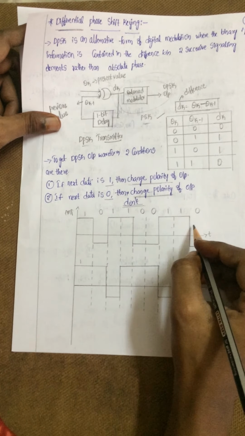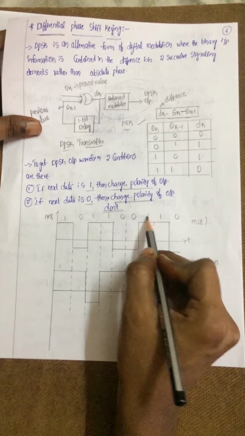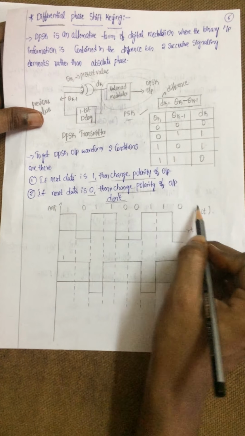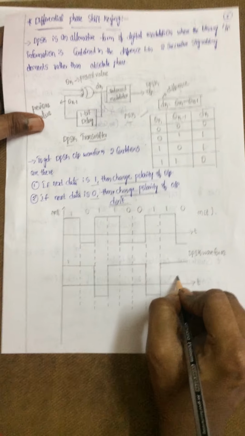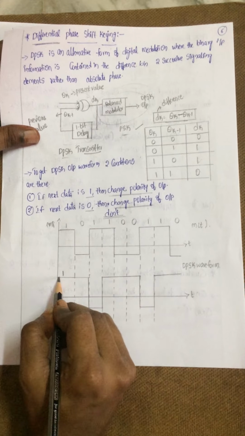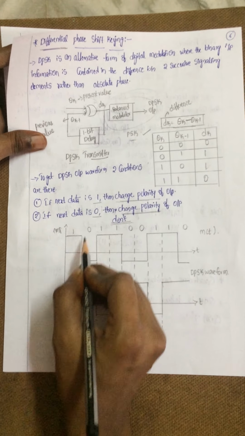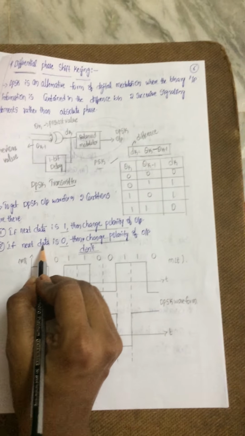So let me take this as a message signal M of t, which contains this data 1011001110. Let me take reference as 1. How the DPSK waveform is obtained, we'll see now. Let me take 1 as reference as it is till this portion. Next input is 0. So these two conditions are important in generating DPSK.